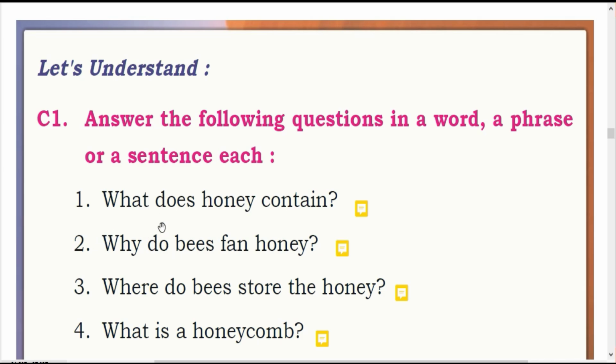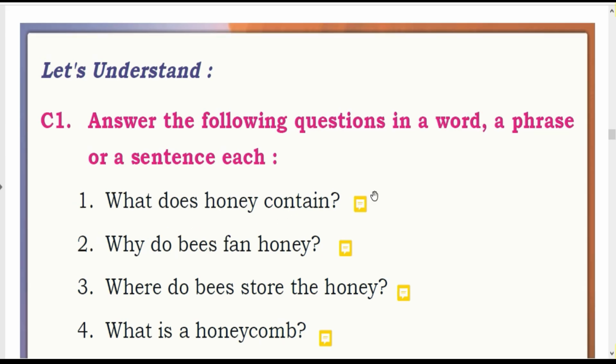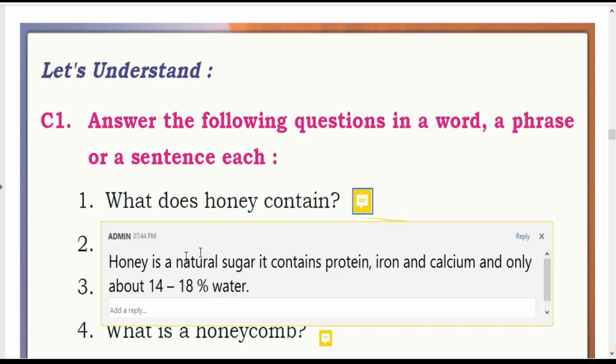First one, what does honey contain? The answer is honey is a natural sugar. It contains protein, iron, and calcium, and only about 14 to 18% water.